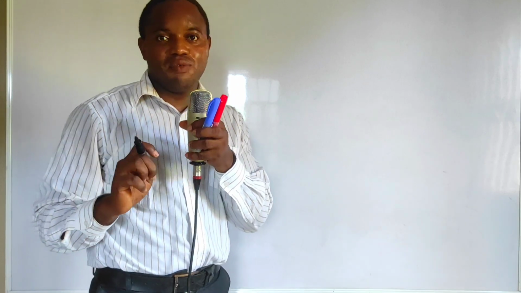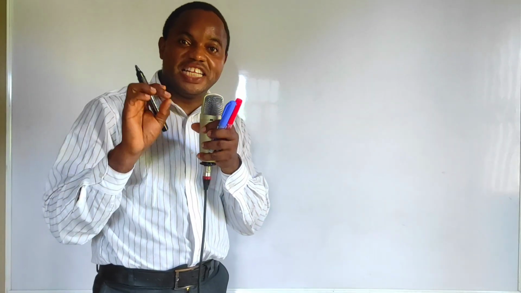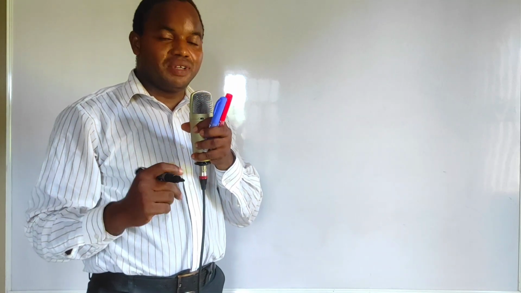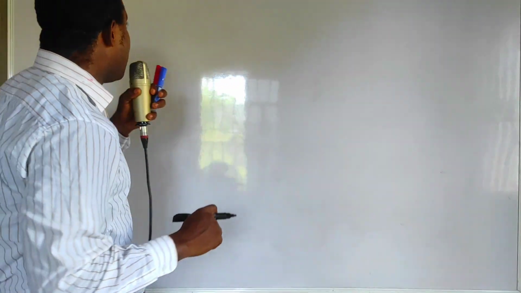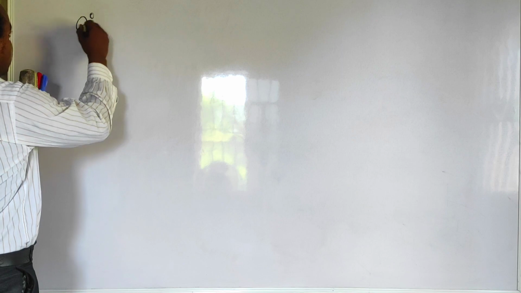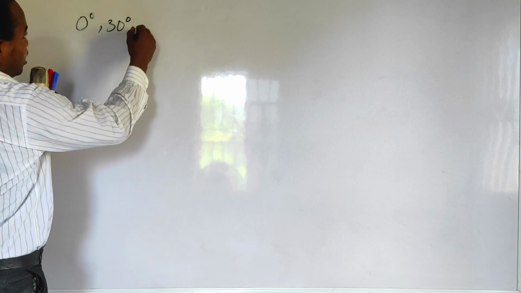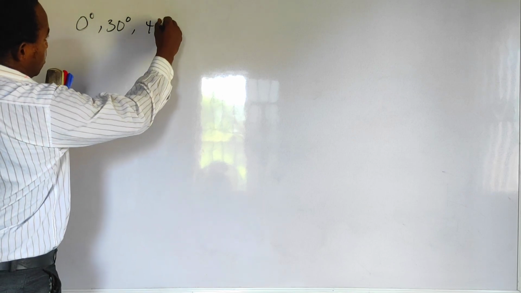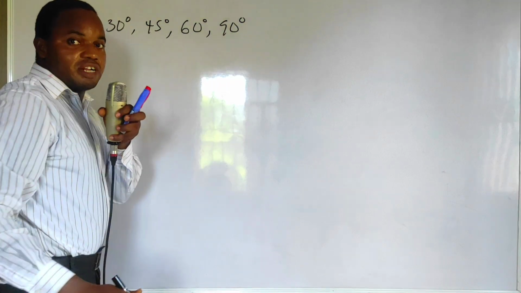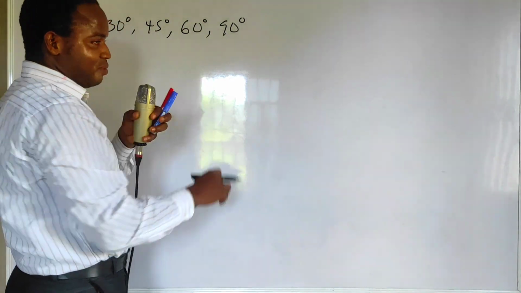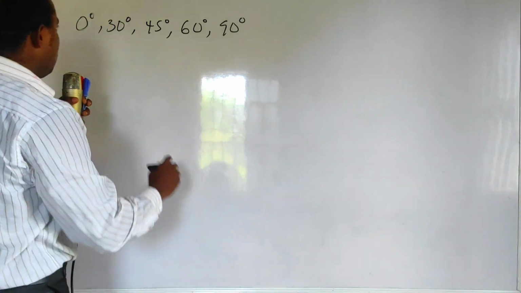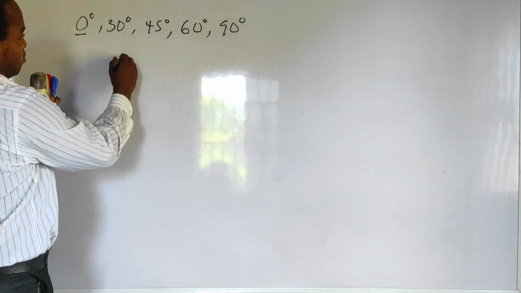Hello guys, in today's lesson we're going to see how we make use of a degenerate triangle to obtain the trigonometric ratio of angle 0 degree. Some angles are special, and these special angles include 0 degree, 30 degree, 45 degree, 60 degree, and 90 degree. There are more, but the rest are obtained from these. So in this lesson, we'll focus on angle 0 degree.